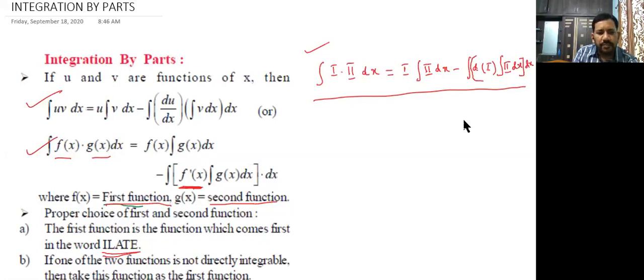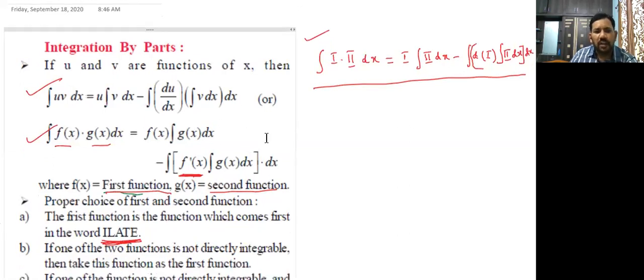How to take the first function and second function? By using this word ILATE. What is the meaning of ILATE? I letter, it shows inverse. L means logarithm. A means algebra. T means trigonometry. E means exponential.